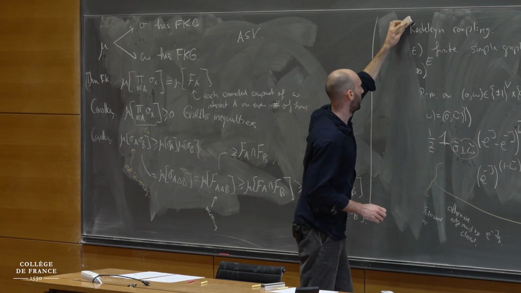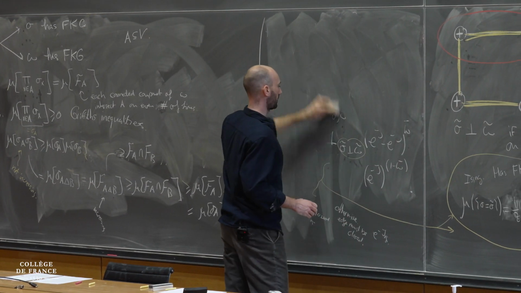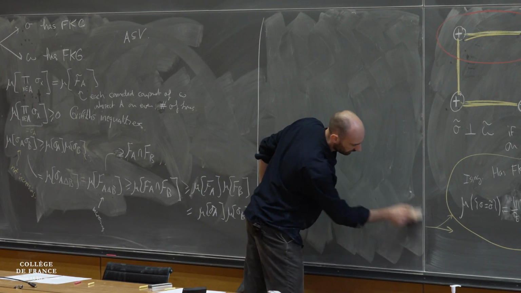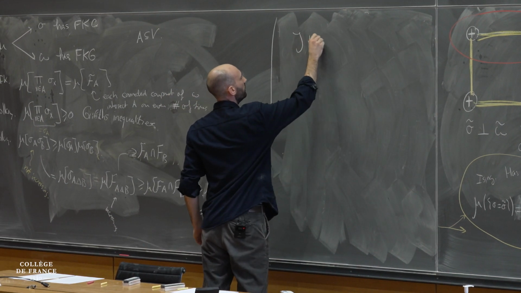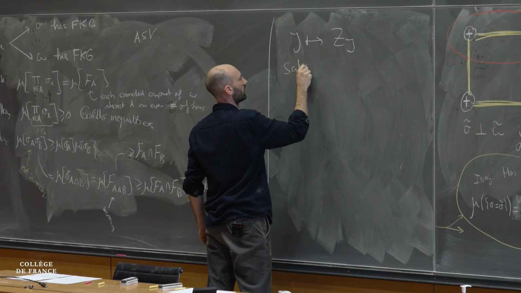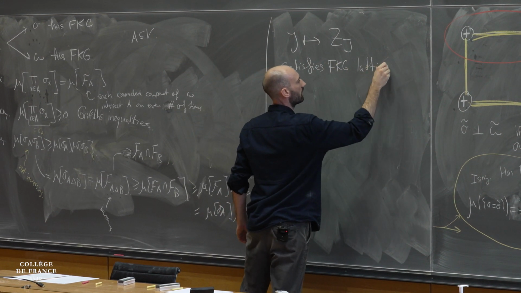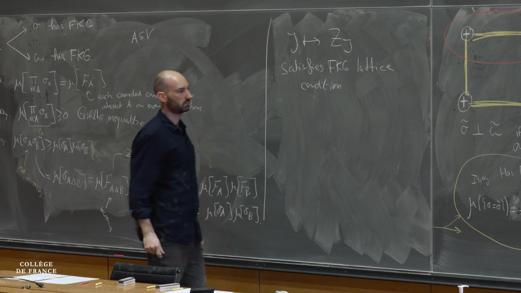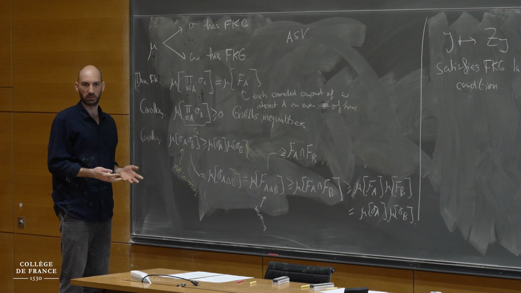And now I want to write down an important consequence, which is not immediately obvious, but which is in fact very easy to derive from this. So what is it? This function satisfies the FKG lattice condition. I'm not saying it's at this point obvious that this is true or important.